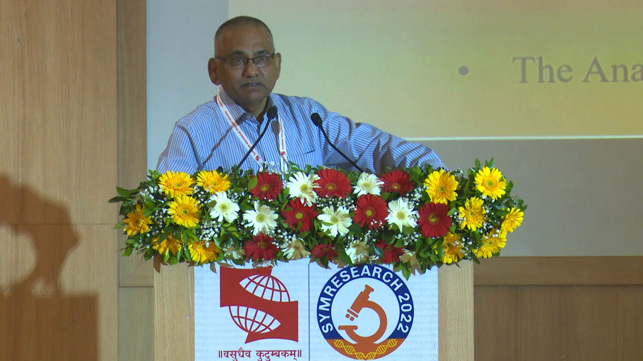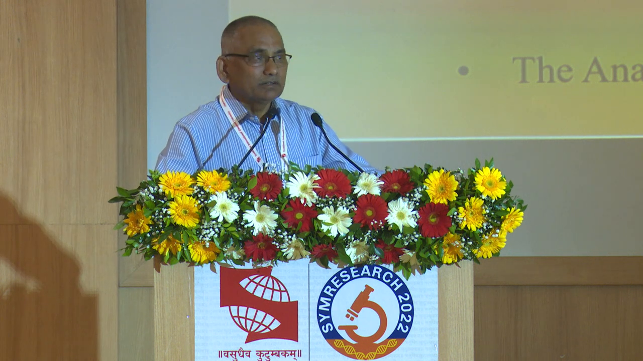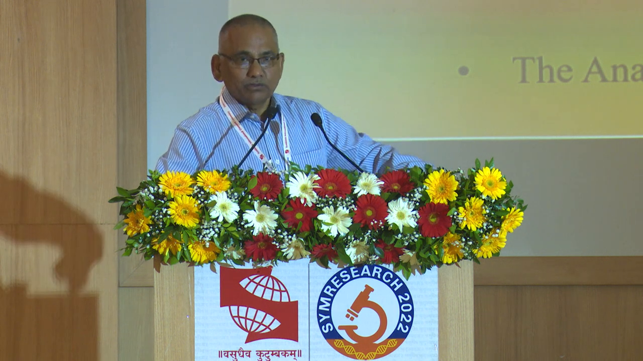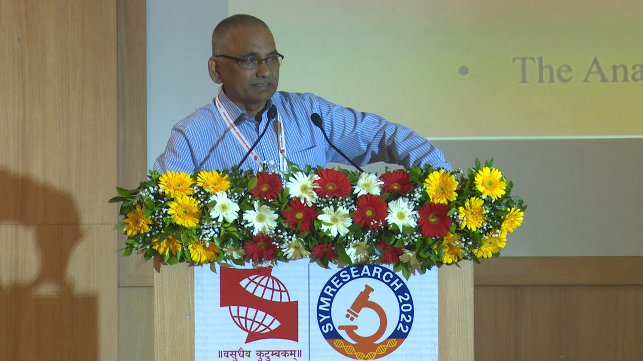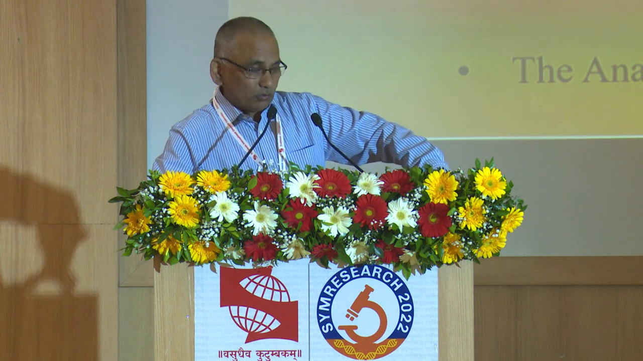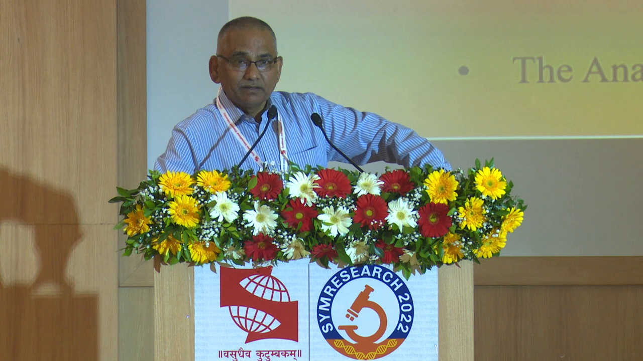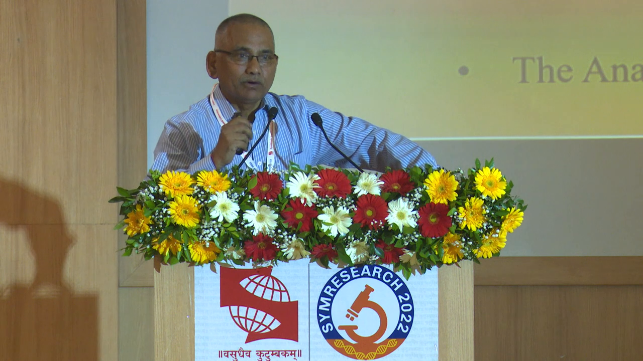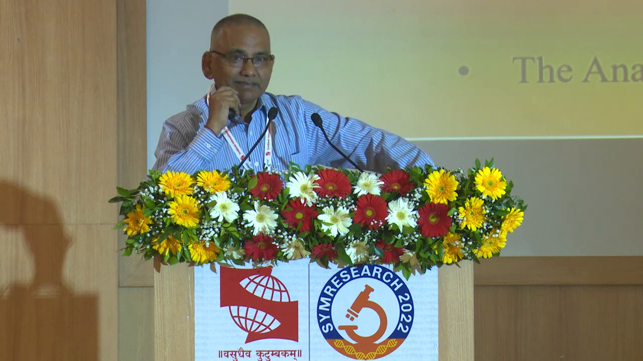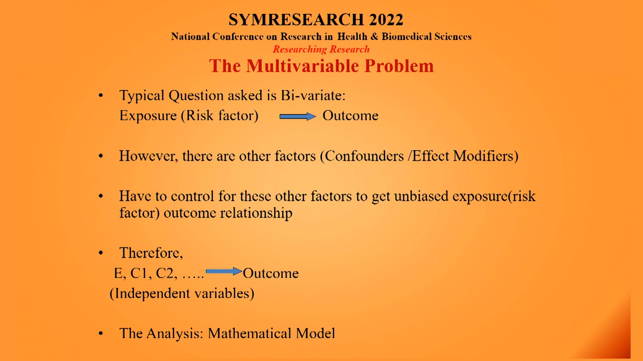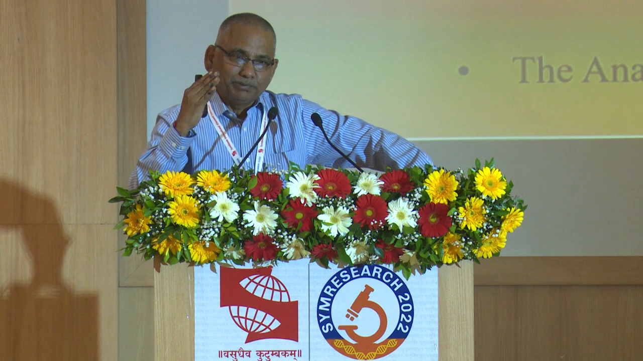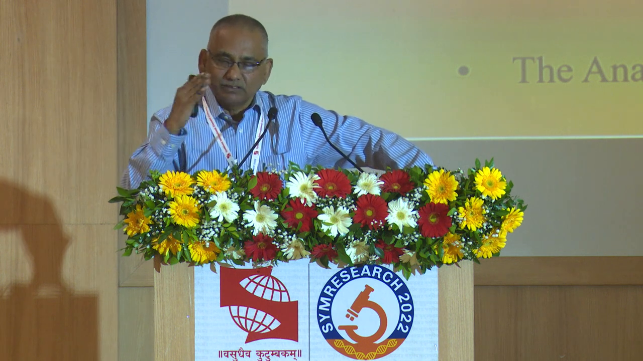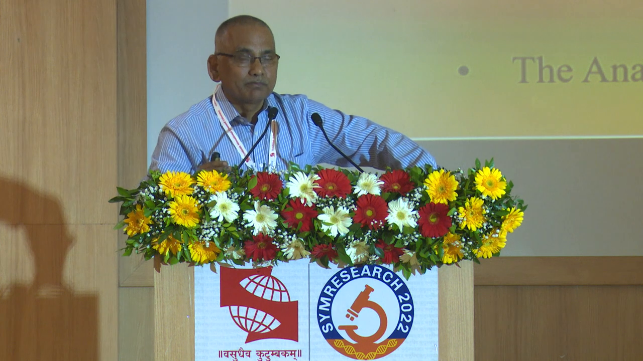Suppose somebody is interested in knowing the role of saturated fat on, let's say, CVD, cardiovascular disease. So the exposure is saturated fat, the outcome is cardiovascular disease, right? Now in between comes, let's say, obesity or hypertension. So these are intermediate outcome variables. Saturated fat influences BMI and BMI influences CVD. Saturated fat influences this. So these are intermediate outcomes, right?